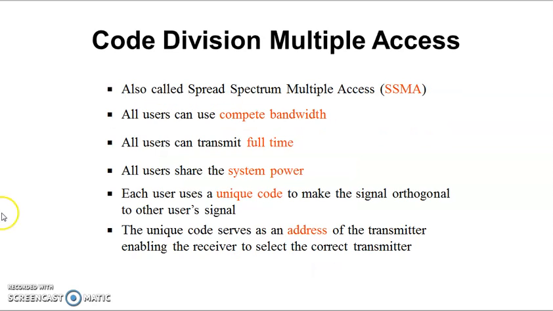The next is code division multiple access. It uses the complete bandwidth, and it uses all the time to transmit the data. It uses a spread spectrum multiple access technique. Users share the system power, and each user uses a unique code to make the signal orthogonal to the other users' signals. The unique code is nothing but the address of the transmitter, and it is used for transmitting and receiving the information. So this is code division multiple access.